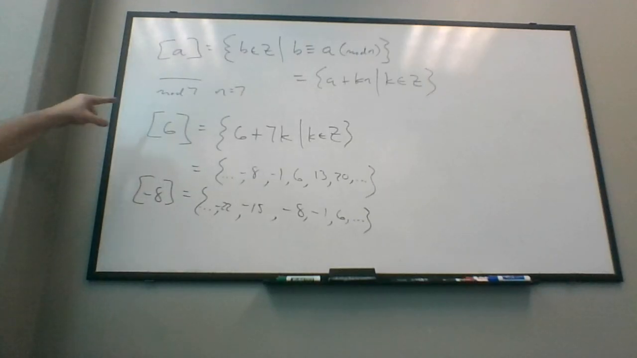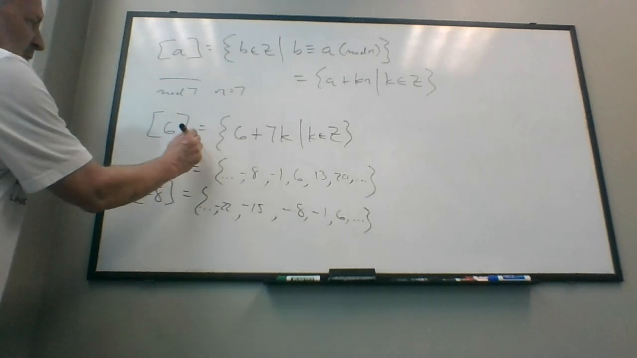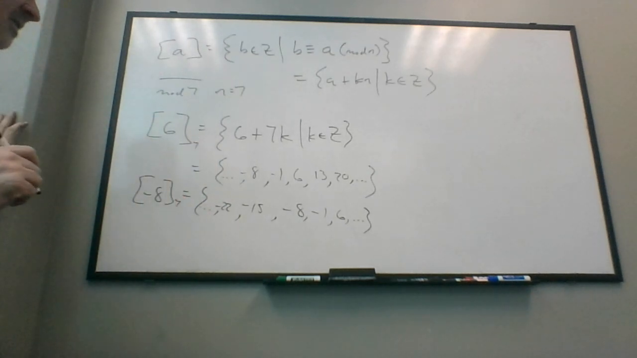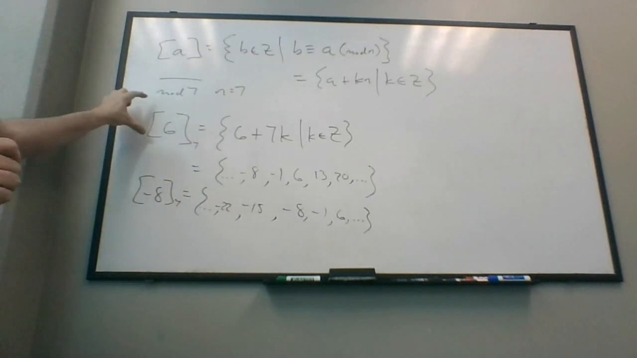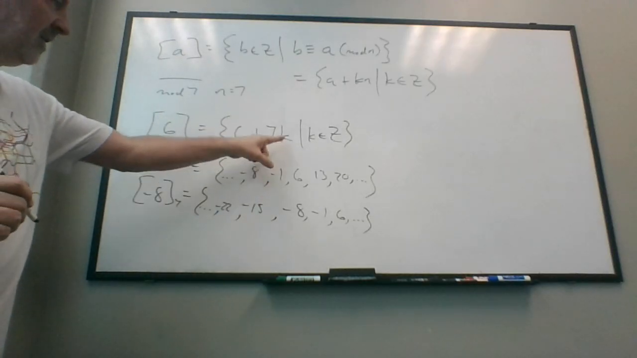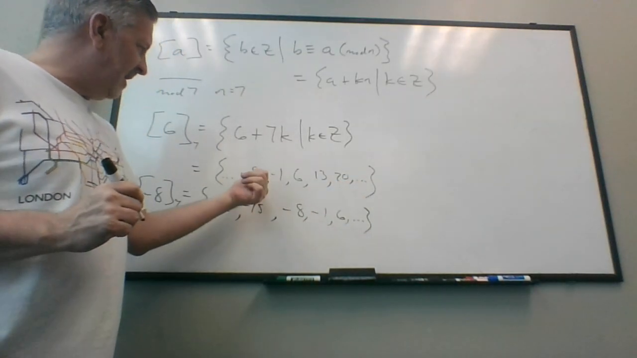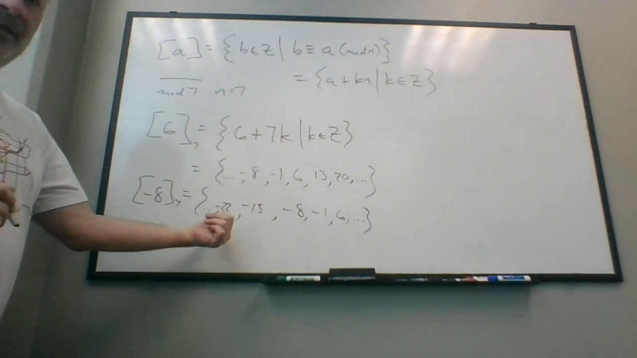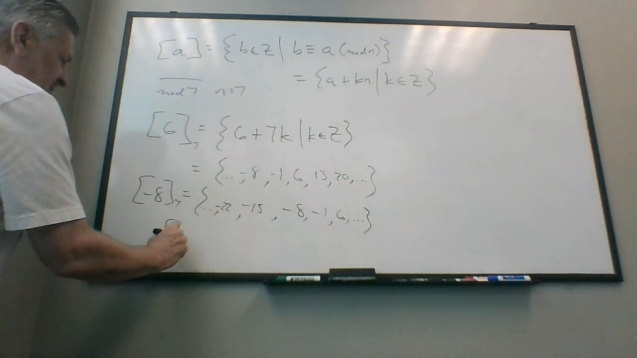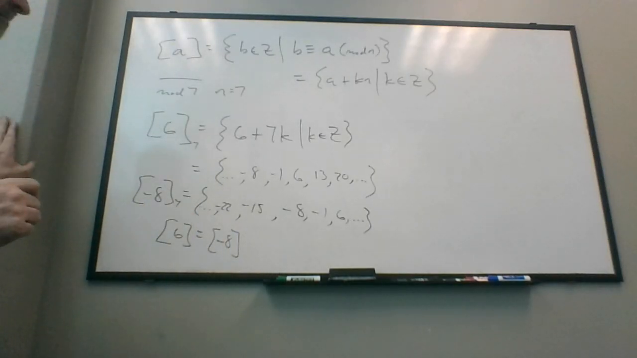Now, what do you notice about these two classes? Both of these are in mod 7. If you wanted to, you could put the 7 here, but it's not necessary in this problem. The congruence class of 6 and the congruence class of negative 8 are the same thing. If I keep adding 7s, I get these numbers. If I keep subtracting 7s, I get these. In this example, the congruence class of 6 is the congruence class of negative 8. It's the same class.